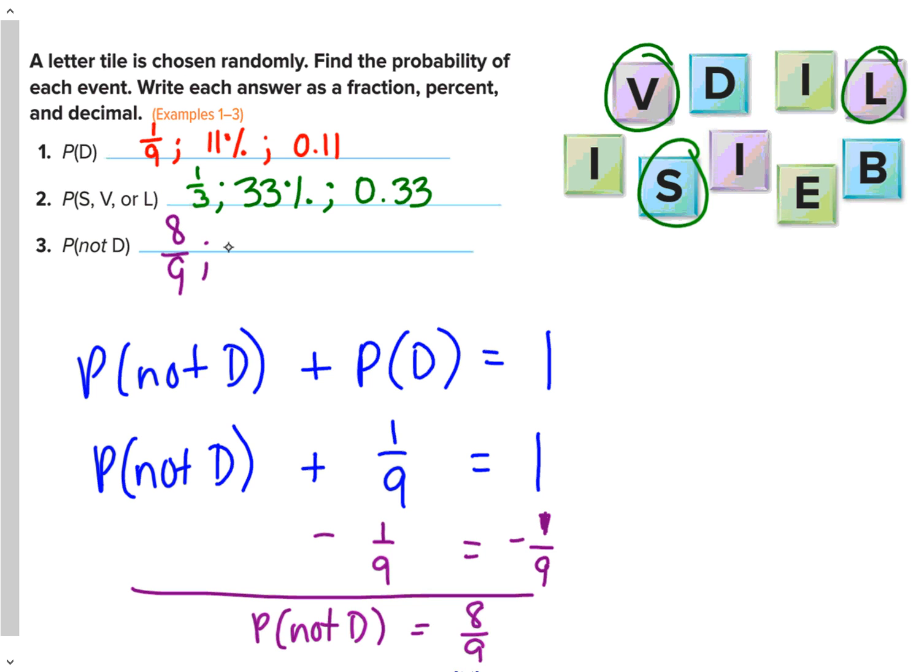So the probability is 8/9. If I divide that out, it's going to be 89% or 0.89.